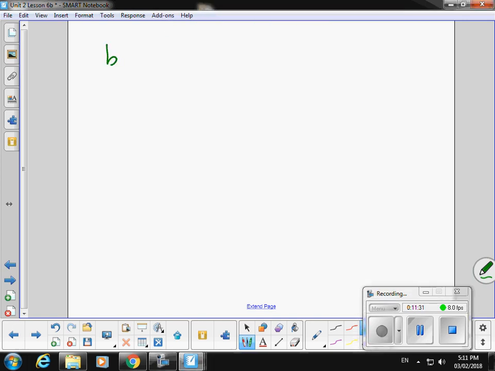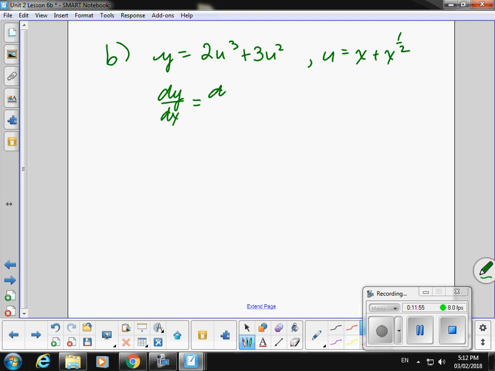Okay, if we had functions set out for us as y equals 2u cubed plus 3u squared, and u is x plus x to the 1/2, and I'm asked to find the derivative of y with respect to x. I know that my letters don't match, but I know I can use the chain rule. I know dy/du and du/dx can get me to dy/dx. Oh, and I want to know this when x equals 1.